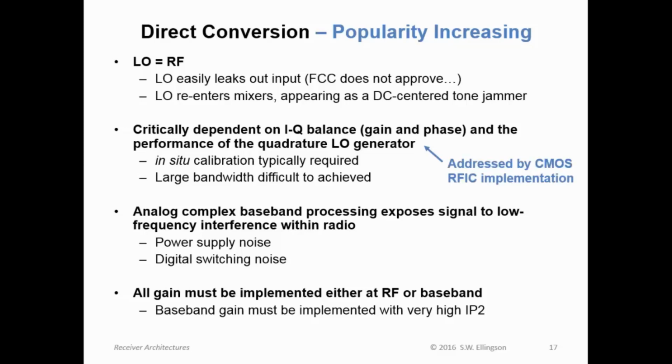One reason is that this issue with IQ balance is becoming increasingly easy to address using CMOS RFIC implementations. See, CMOS is the same stuff that people make computer circuits and DSP out of. So if you can put the RF on the same chip as a bunch of DSP, then the process of doing this calibration can be made a lot simpler and a lot more accurate, and also done more cheaply.